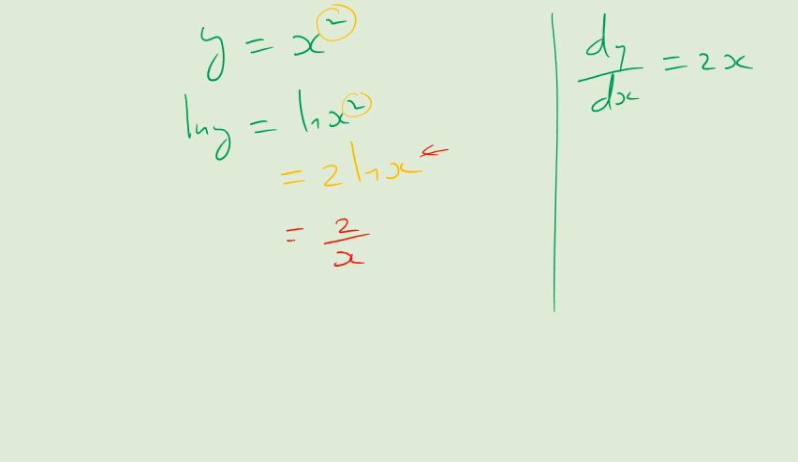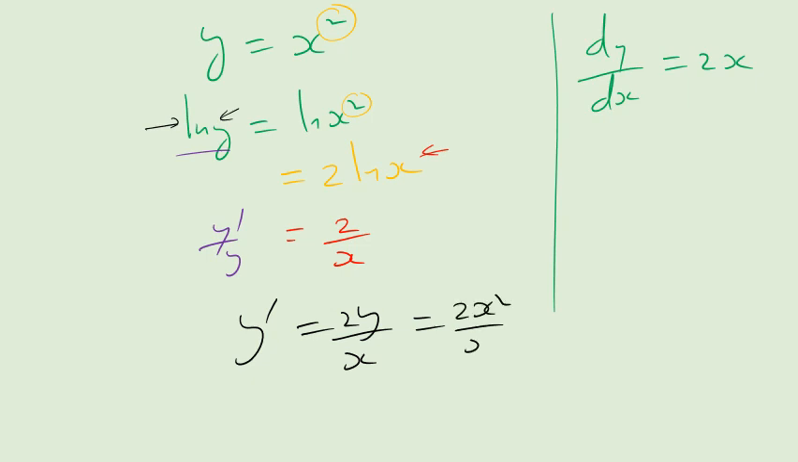If I differentiate the left-hand side with respect to x, I'm going to get y prime over y. Where did the y prime come from? The derivative of y with respect to x is y prime. The derivative of ln of something is 1 over that something, which is why I got a y in the denominator. So y prime is equal to 2y over x, but y is x squared, so it's 2x squared over x. And the answer is going to be 2x, which is what we expected. No big deal.